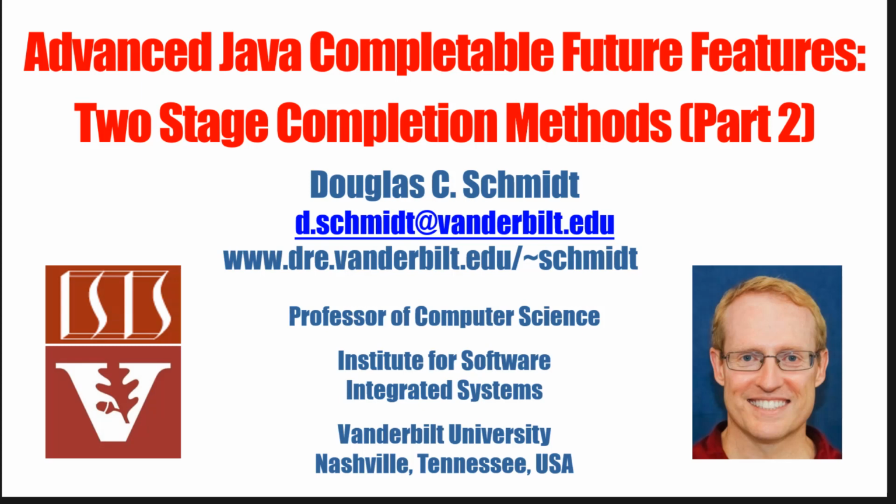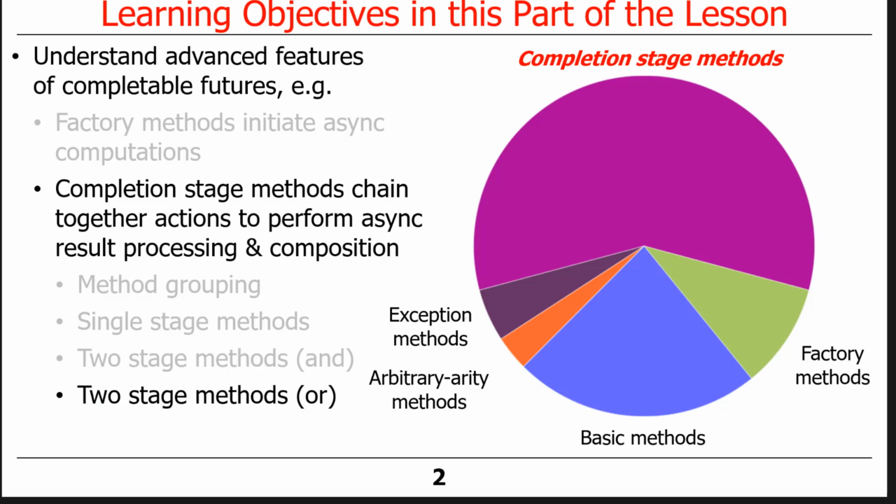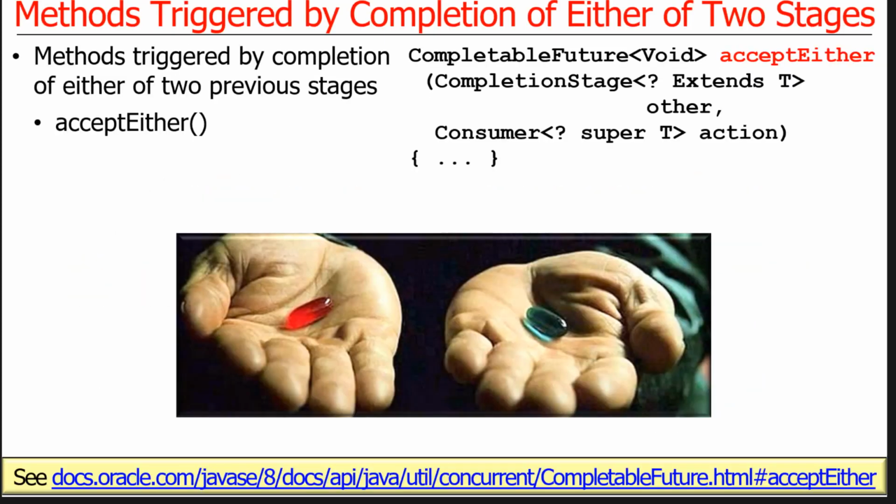So the next topic will focus on two-stage completion methods for either of the previous stages to finish. So this is basically like a logical OR operation. And again, there's a couple of different variants of this. We're going to focus on acceptEither.